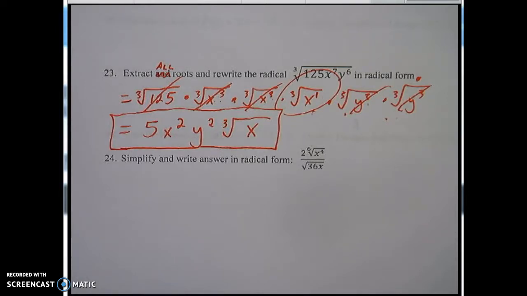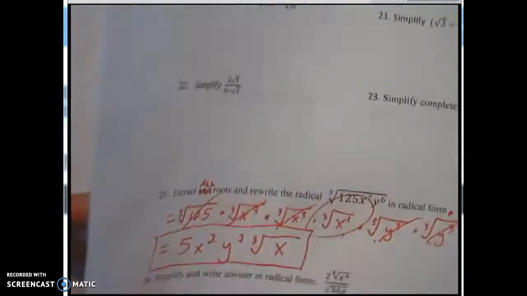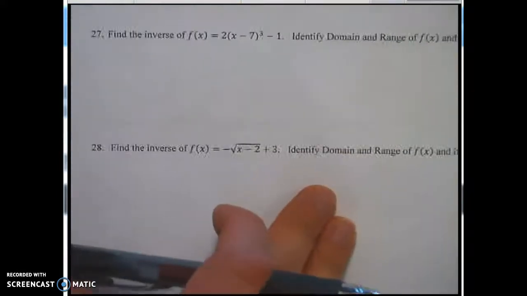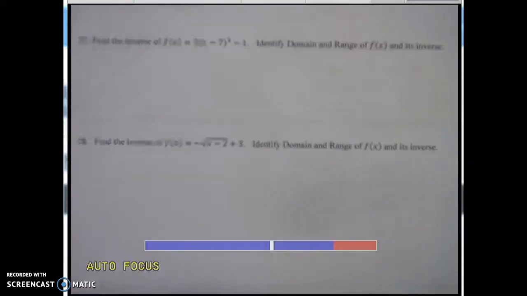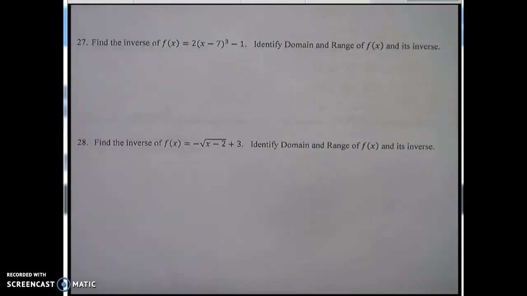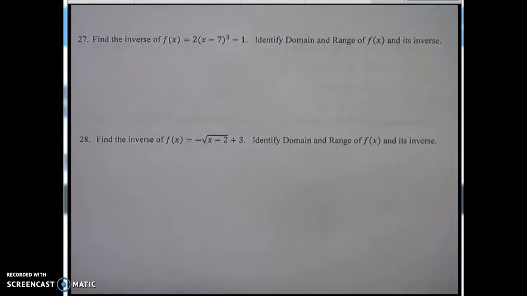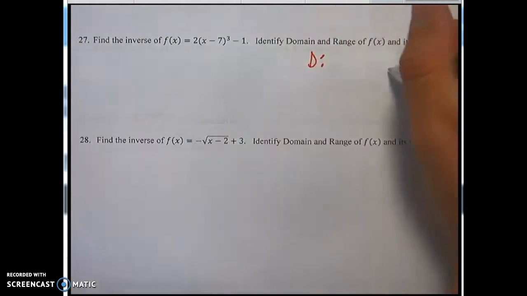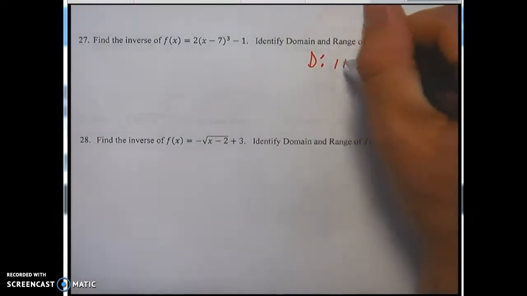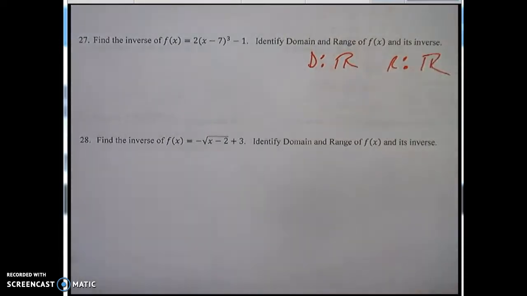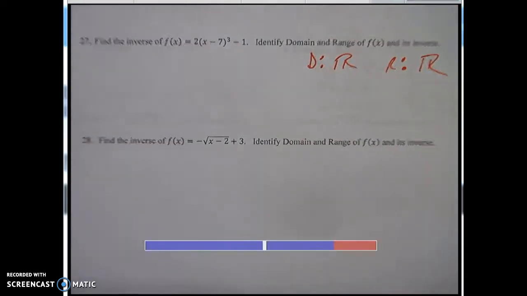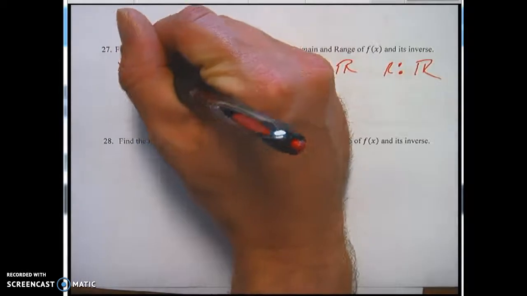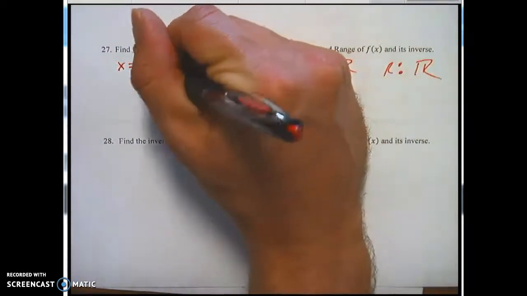The last two I want to do are both inverse problems. Numbers 27 and 28. It says find the inverse of this function, and then identify the domain and range of the function and the inverse. This first one's a cubic. So the domain and range of the cubic, that's easy, because it's the same every time. It's all real numbers. So that's the domain and range of the original. To find the inverse, remember we switch the x and the y, and then we solve for y.